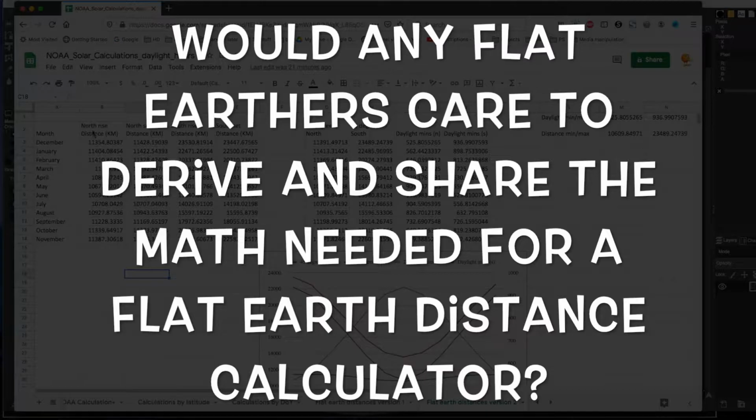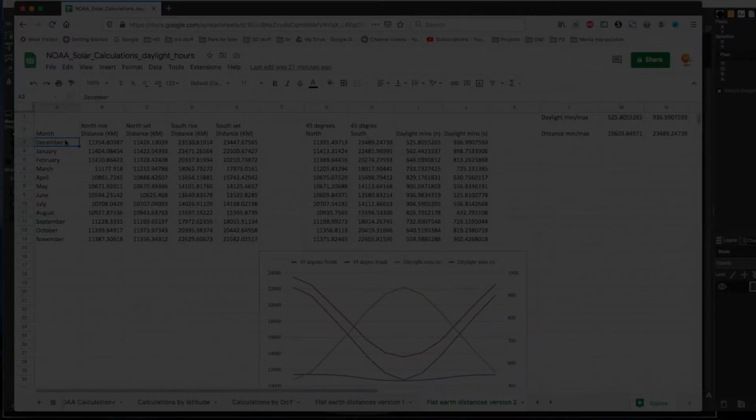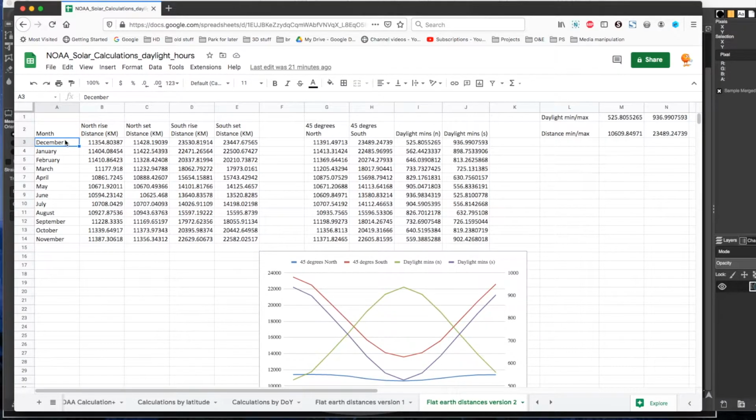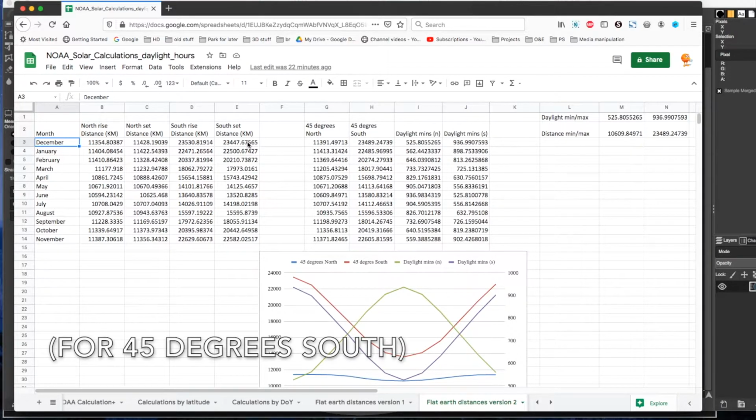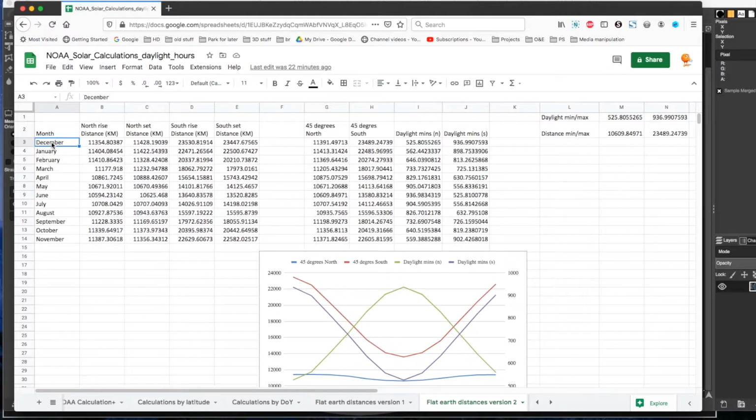And so that's what I did here. I started with December 21st of 2021, and for 45 degrees north, I made a copy of the distance at sunrise and at sunset, and then I did the same thing for the distance from the observer to the subsolar point for sunrise and for sunset as well. I did that for December 21st, January 21st, all the way to November 21st of 2022.